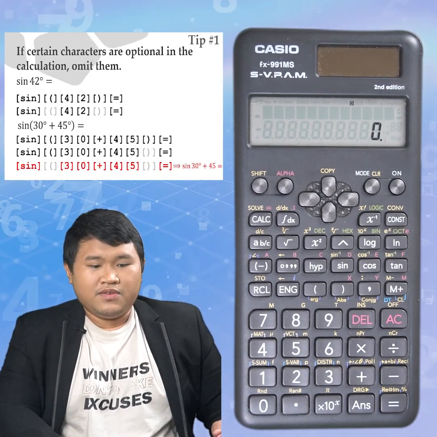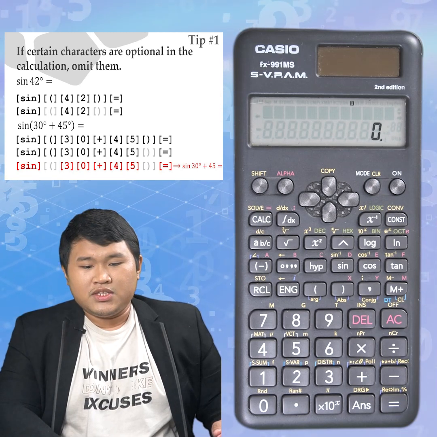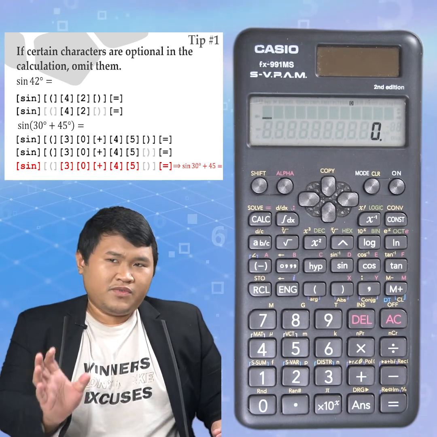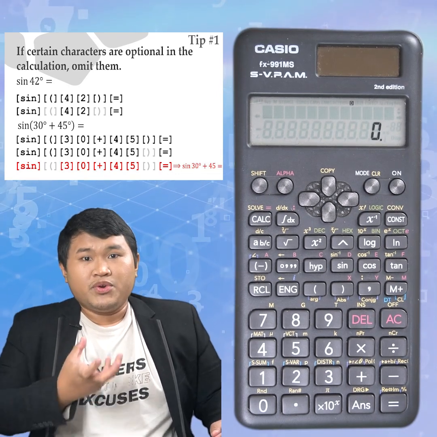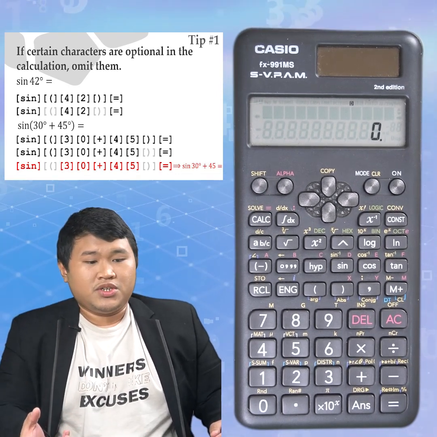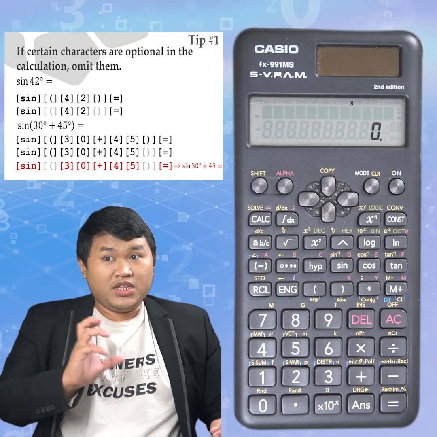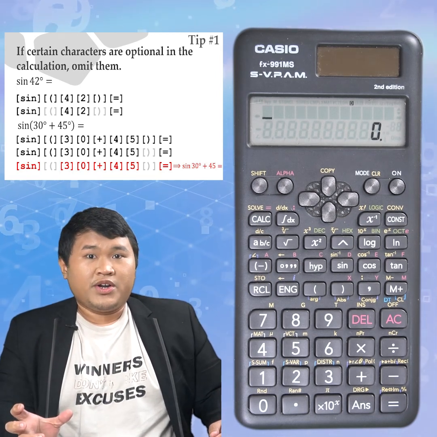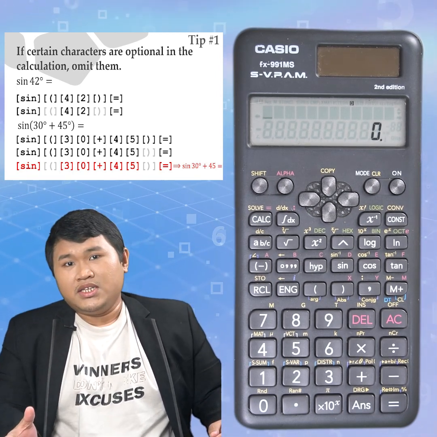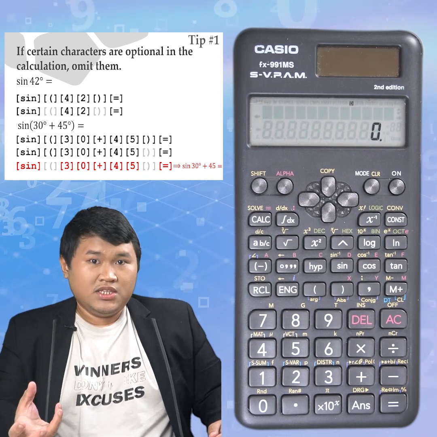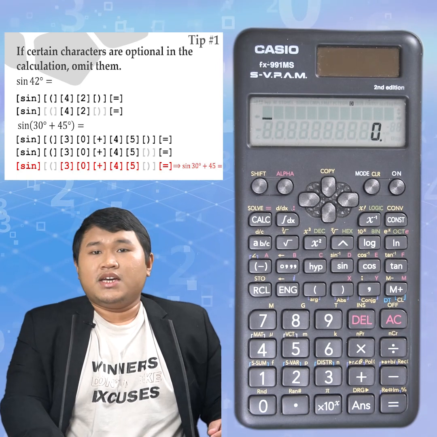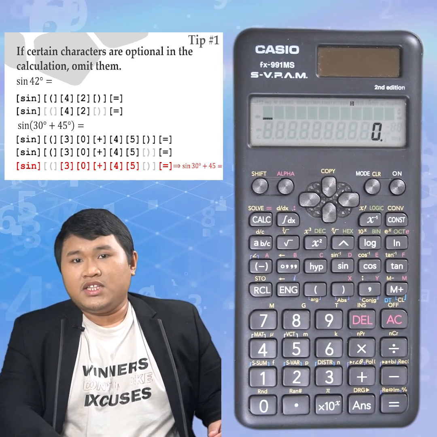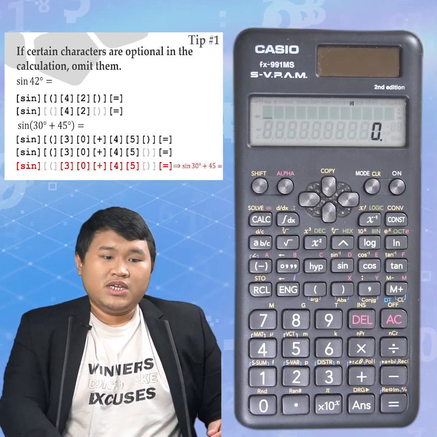First tip is if certain characters are optional in the calculation, omit them. The first tips are more of some tricks to reduce the number of inputs in your calculation. If you have certain characters that are optional to be inputted on the screen, then you don't need to include them in the calculations. For example, let us take the simple example of calculating the sine of 42 degrees.